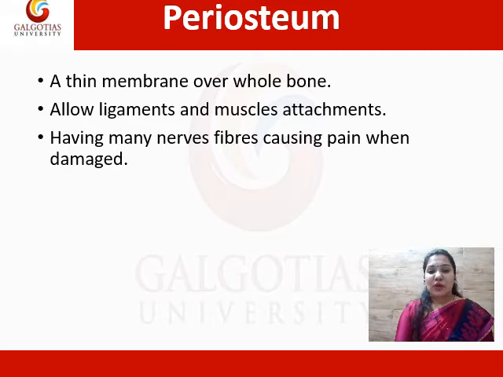Then next is periosteum. Periosteum is a thin membrane over the whole bone. It allows ligament and muscle attachment, and it has many nerve fibers which cause pain when this membrane is damaged, and this protects the whole bone by wrapping around it.